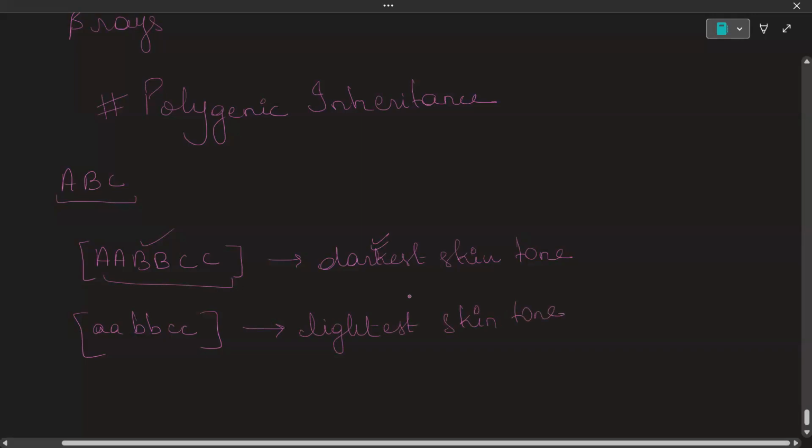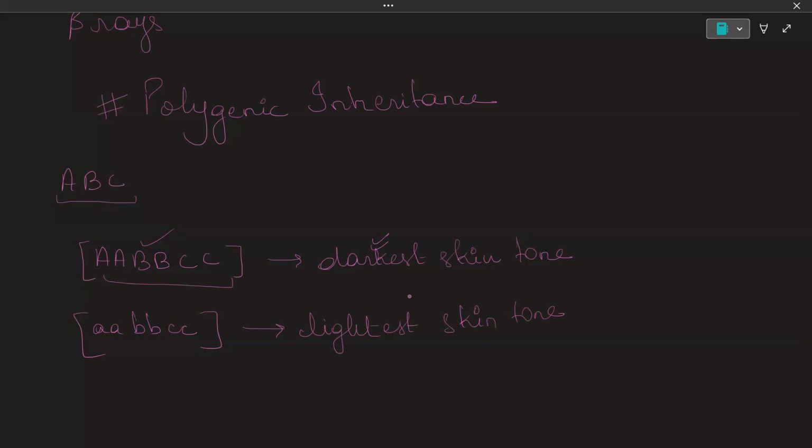So now just imagine there are so many different kinds of skin tone intermediate to these two extreme conditions, right? Meaning here all of the alleles are contributing towards the phenotype. So we can say that this is the whole concept of polygenic inheritance, meaning when three or more than three genes actually affect any phenotype, that type of inheritance is known as polygenic inheritance.